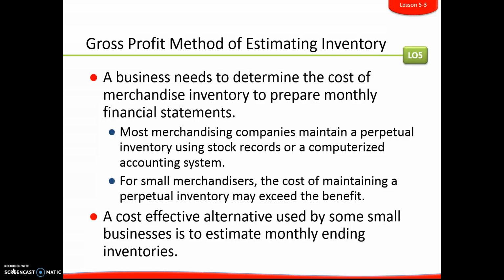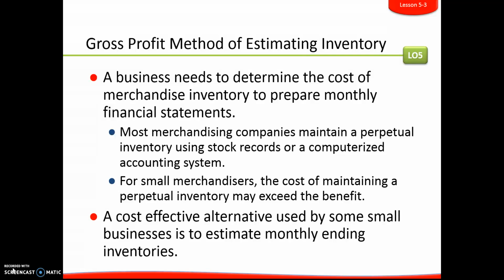Now, most merchandising companies maintain a perpetual inventory using our stock records or a computerized accounting system like we just did in our last lesson. They'll do LIFO or FIFO or weighted average. But sometimes when you're a smaller merchandiser, the cost of maintaining a perpetual inventory system might exceed the benefit of using one. And having to do a physical inventory every month can also get very costly.